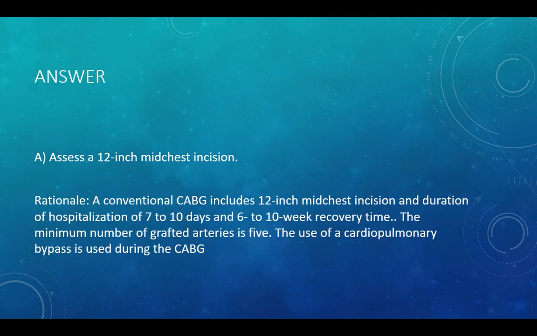All right, so it is A. A conventional CABG includes a 12-inch mid-chest incision and duration of hospitalization. It says 7 to 10 days, but it's about 5 to 10 days now. Some people are getting out as quick as 4 days for a minimum number of grafts that they have done. Okay.